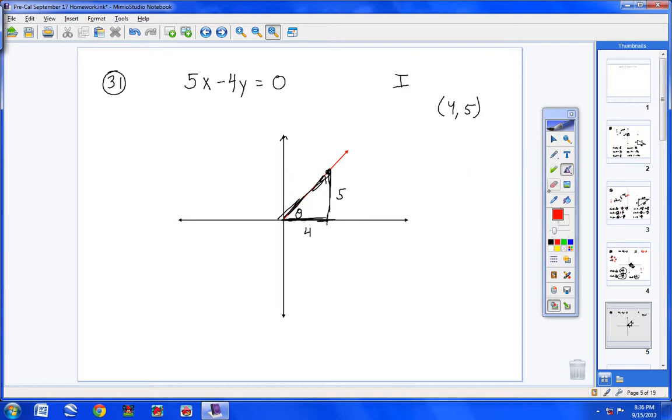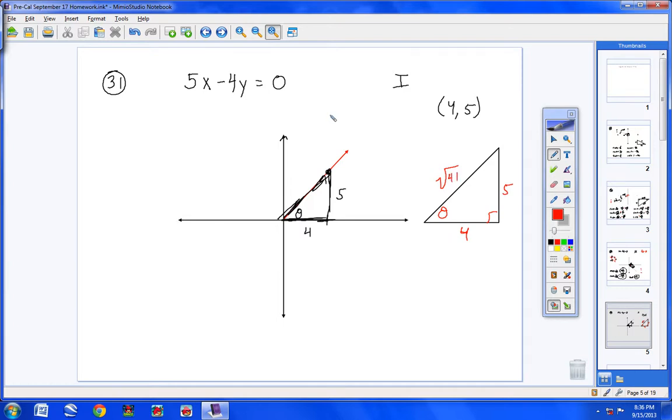So here's my triangle that I have. There's my triangle. And let's see, this is my right angle. This is 4. This is 5. This is theta. So 16 plus 25 would be 41. So we have the square root of 41 for the hypotenuse.